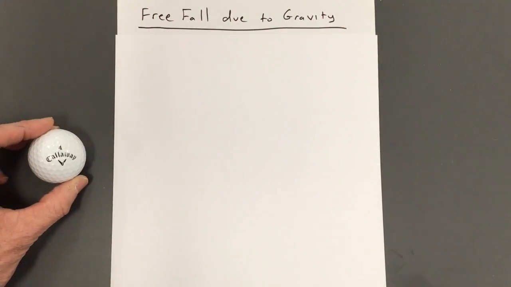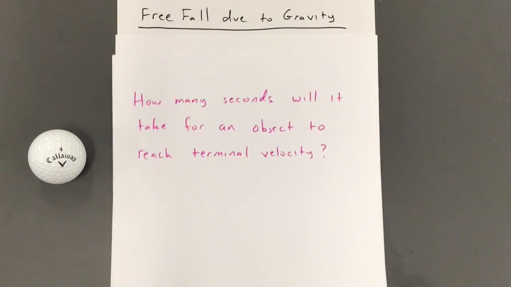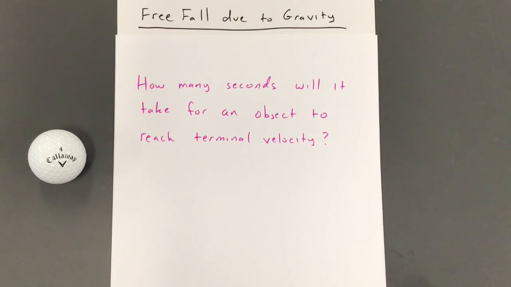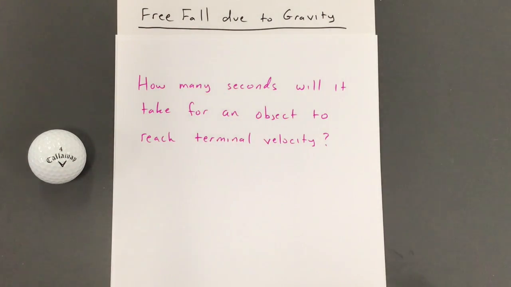We're going to look at an object such as a golf ball and see what happens to it as it is in free fall. The main question that I want to answer is, how many seconds will it take for an object that is falling straight to the ground to reach its terminal velocity? Don't write this down. We're going to write down a chart that helps us answer this question.